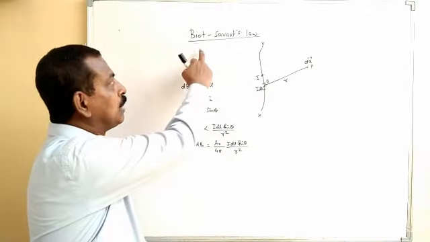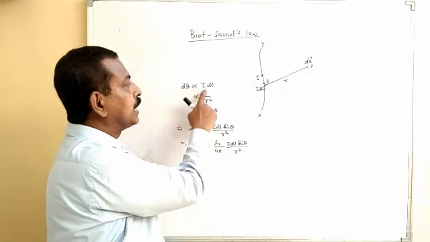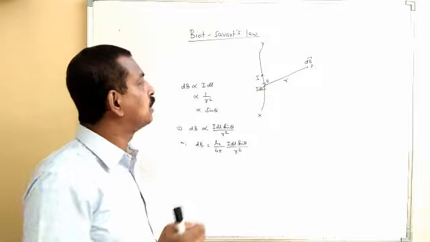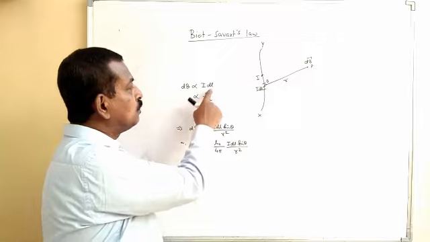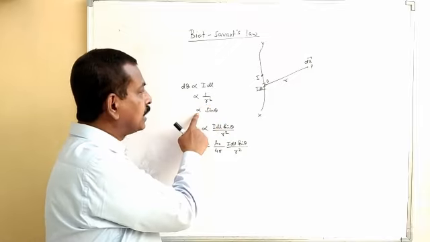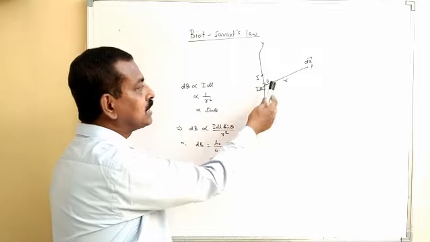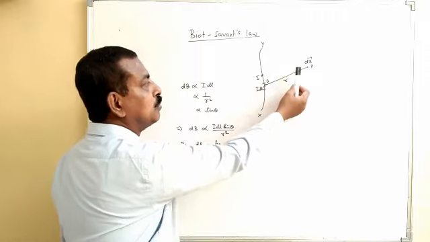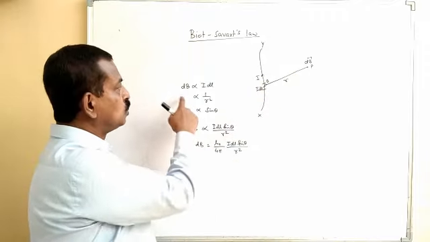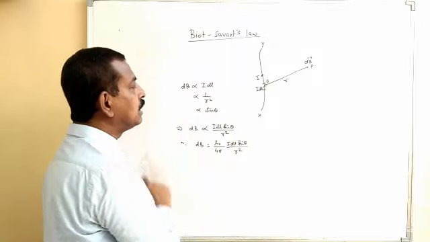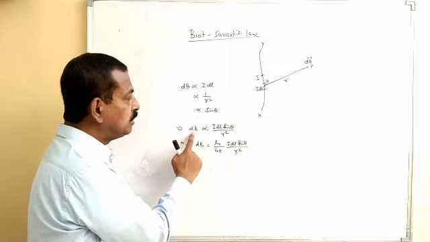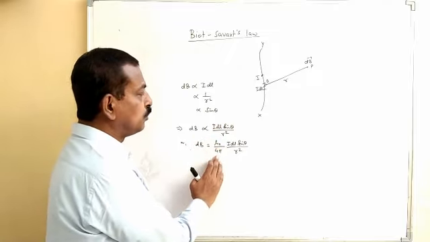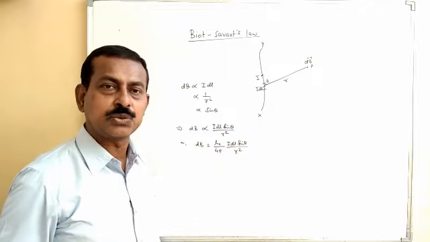By the Biot-Savart law, dB will be directly proportional to I dl, inversely proportional to r square, and directly proportional to sine theta, where theta is the angle between the direction of the current element and the line joining the current element to the observation point. If you combine these three expressions, you get dB proportional to I dl sine theta by r square, or dB equals mu naught by 4 pi, I dl sine theta by r square.